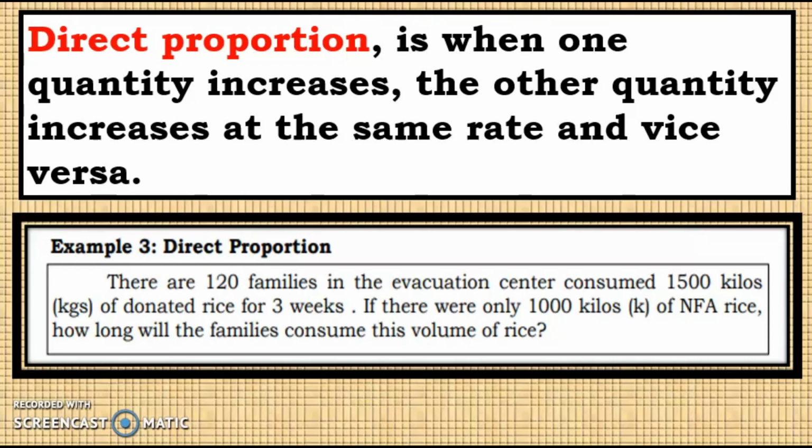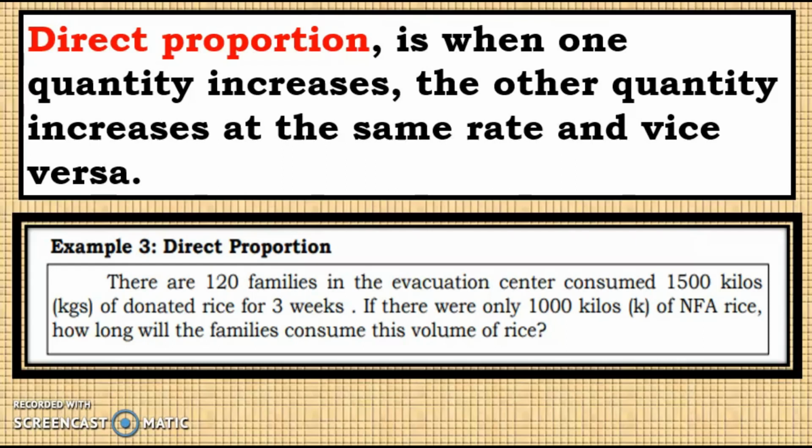So in the evacuation center, they are able to consume 1,500 kilos of donated rice within 3 weeks. So 1,500 kilograms of rice in 3 weeks. Now, the problem is, there are only 1,000 kilos of NFA rice. And the question, how long will the families consume this volume of rice?